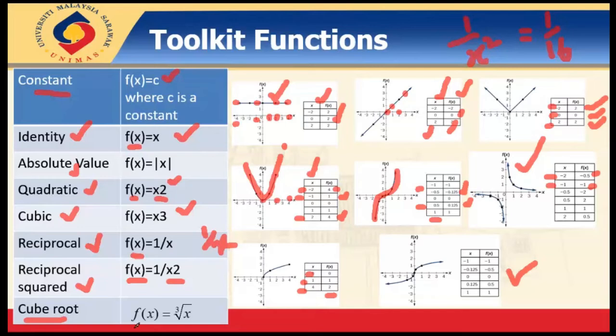F of x, and then the third root of the input. So one is square root. The square root value is 1 over 2. Okay, that is called square root. And third root value is 1 over 3. So for any input like x, y, the output will be the third root of that input.